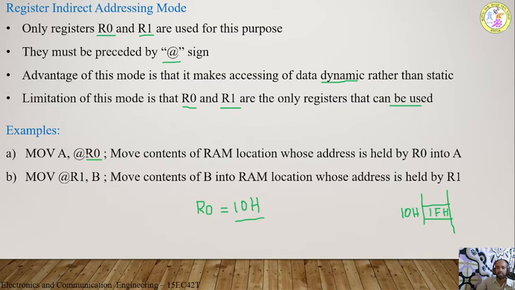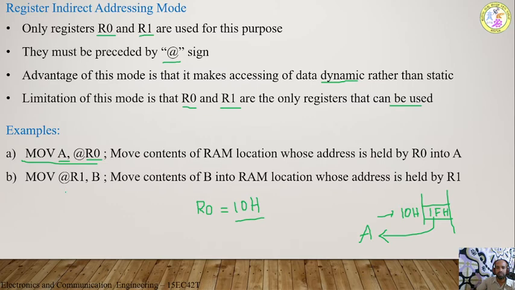MOV A, @R0 means you go to the address pointed to by R0. The content of R0 is 10H. You go to memory location 10H and take the data. What is the data available? 1FH is the data available. That will be copied to the accumulator. So now this 1FH will come to the accumulator. Therefore, after the execution of this instruction, the content of the accumulator is 1FH.